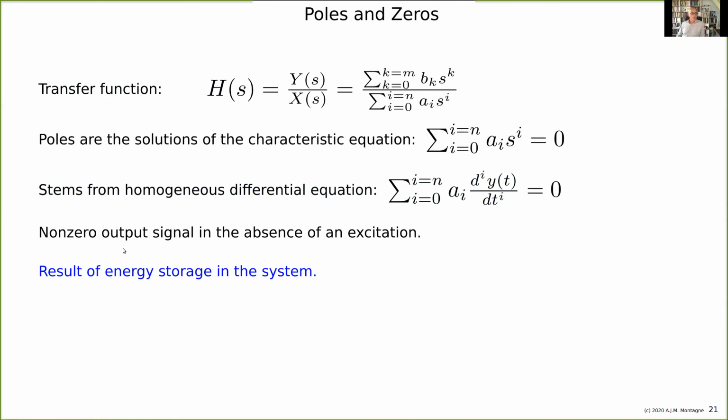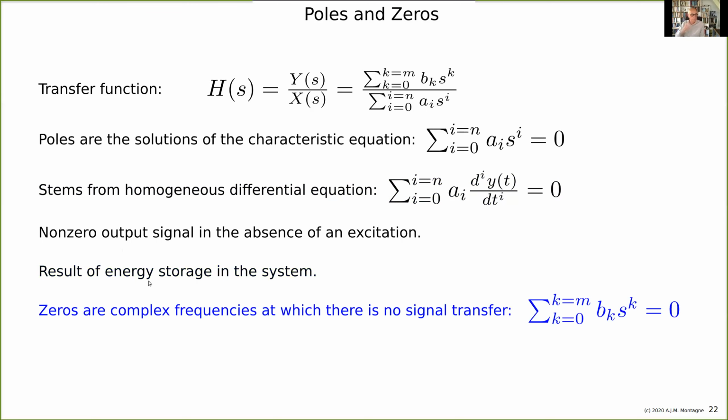So I already told you that we have a non-zero output signal. We can have a non-zero output signal in the absence of excitation. That's what a dynamic system is, and that is the result of energy storage in the system. The zeros are the complex frequencies at which there is no signal transfer. So you see here, the zeros are the solution of the numerator equals 0, and poles and zeros must always be real or complex conjugate because they arise from real coefficients of your differential equations.